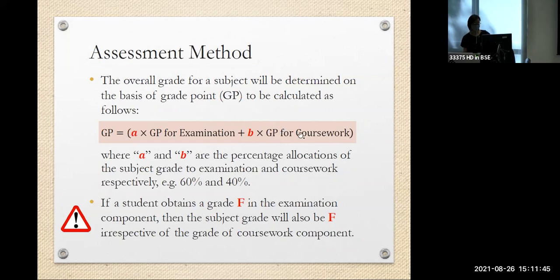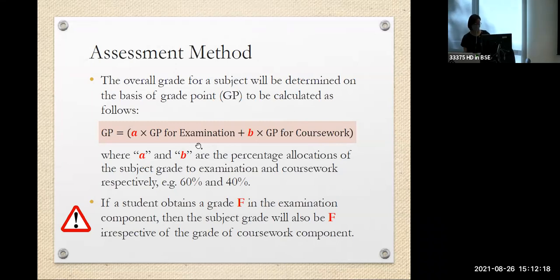So these are the grade points, and different subjects will have different weighting for the examination and coursework. So maybe for one subject, the examination constitutes 60% and the coursework 40%. But for other subjects, maybe 30% for exam and then 70% for coursework. So different subject, different assessment scheme. Okay, so the GP, the grade point of that subject, will be calculated by this equation.